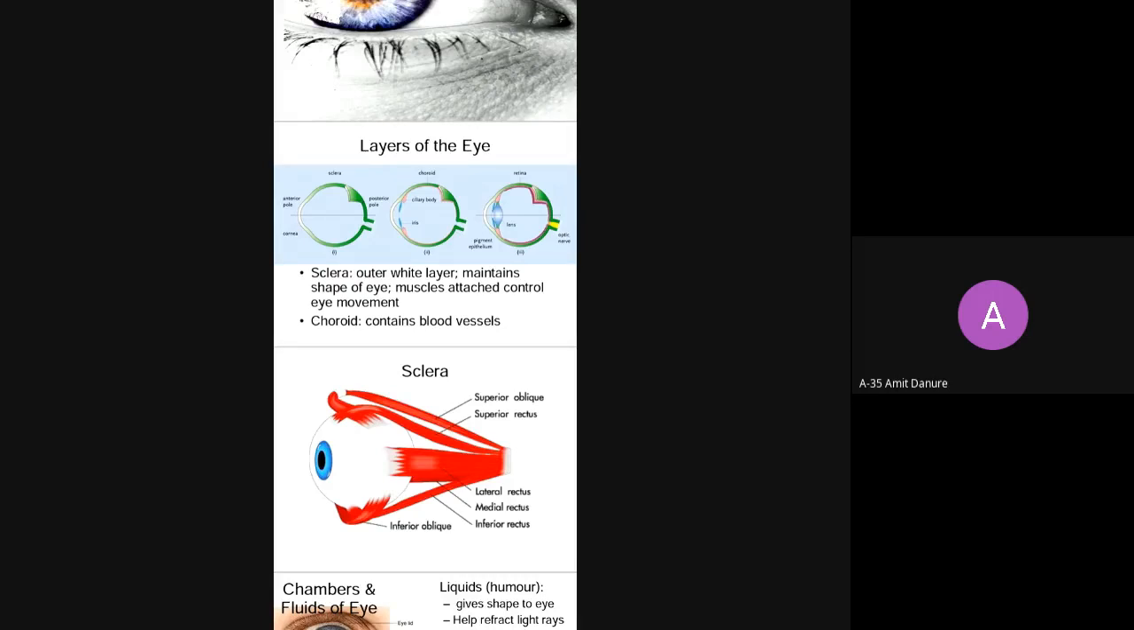So the first part is the sclera. The internal muscles of the human eye are attached to it, and it provides our eye movement. Depending on this, we can maintain the shape of the eye. Next is the choroid.